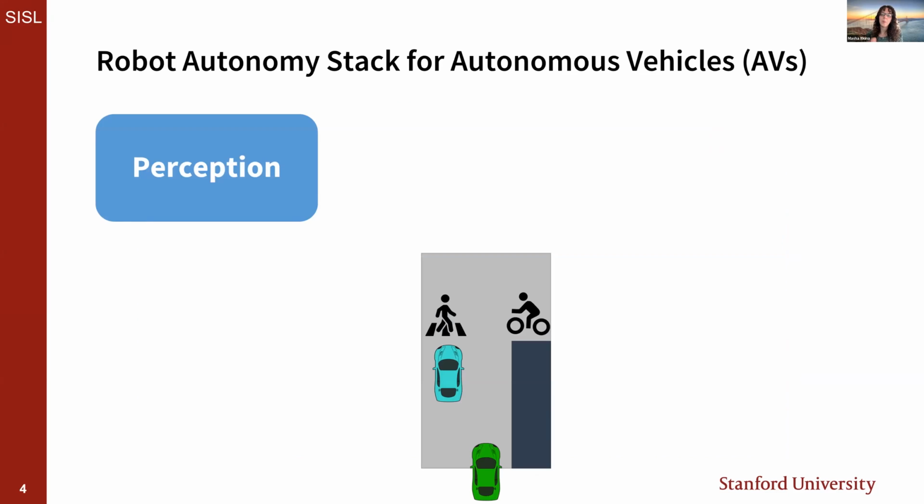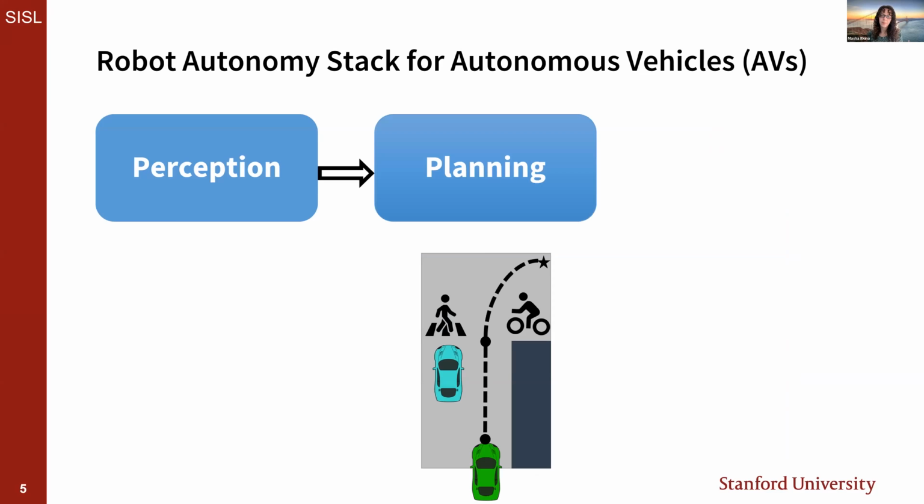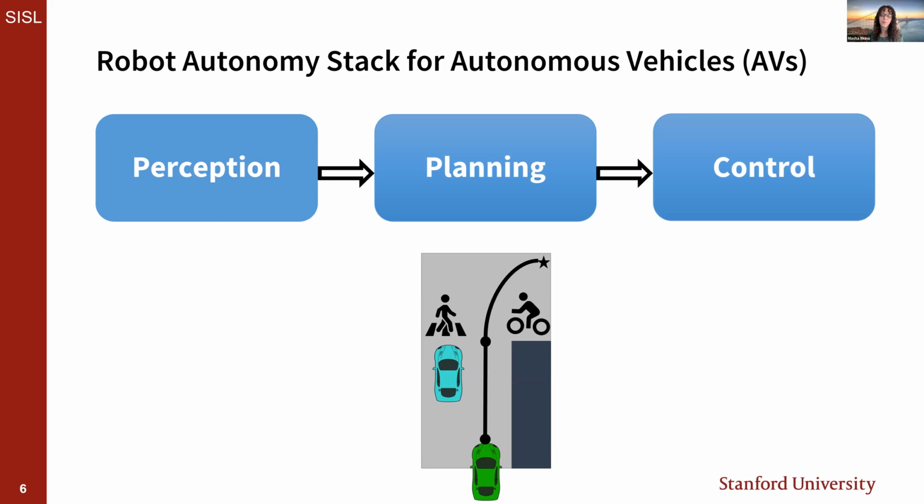Let us consider a typical robot perception stack for an autonomous vehicle or an AV. In order to operate in such cluttered environments, AVs must understand and make inferences about the world around them by processing onboard sensor measurements and reasoning about occlusions. This is the task of perception. A planning module is responsible for determining a trajectory to the goal given the obstacles along the way. And finally, a controller executes this plan on the physical system.